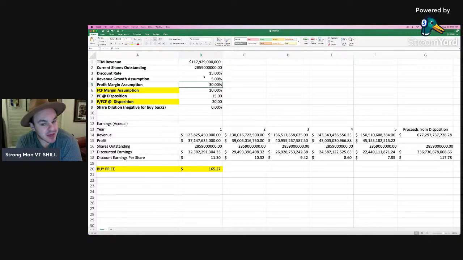Now, if it stays above that, I'm just going to keep buying VT. I'm going to keep buying index funds, which is fine. You don't have to buy individual stocks. But right now, it's not that bad of a deal.